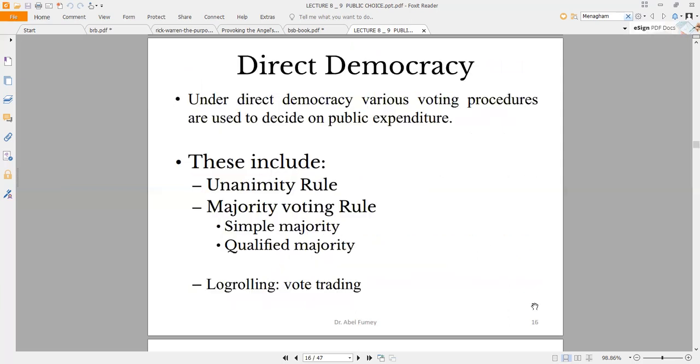So these are some of the voting procedures under direct democracy. There's the unanimity rule, and then the majority voting rule. Under majority voting, we have the simple majority and then the qualified majority. Then we also look at logrolling, or vote trading. Okay. So today we'll look at the unanimity rule, and then in the next video we'll look at the majority rule.